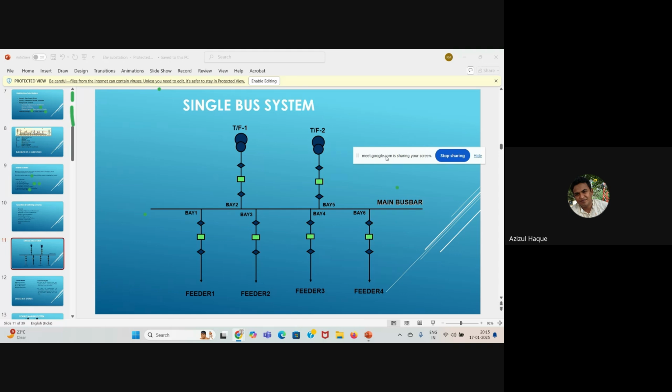Bay 1 is an outgoing feeder. Bay 2 is an incoming transformer feeder, and this is bay 3, a line feeder, outgoing line feeder. So here we see that voltage is being received through the transformer in this main bus, and the same power is flowing through these outgoing feeders to different loads or different other substations. Okay, next.